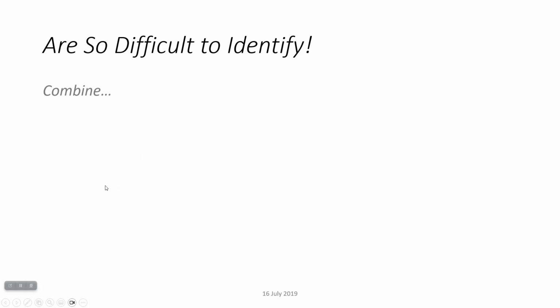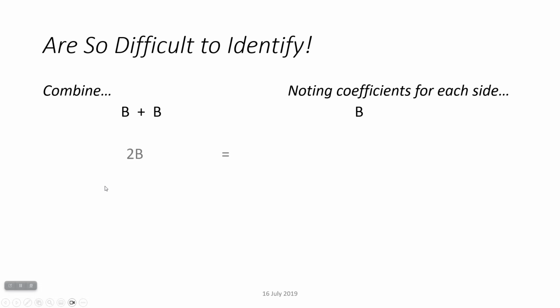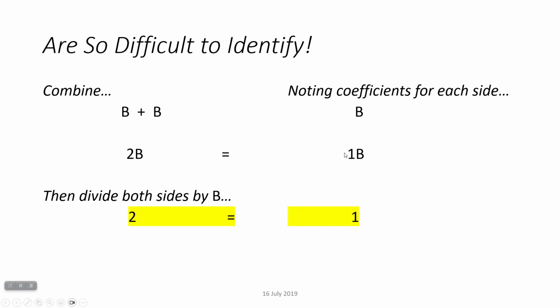Uh-oh. So if I combine this and I start to use coefficients, well, b plus b is 2b, and b is actually 1b. We just don't put the 1 there. So if I divide both sides by b, I get 2 equals 1? Oh, what just happened here? I did everything I was supposed to do in algebra, typically, but somewhere along the line there was a mistake. There was a rule broken.